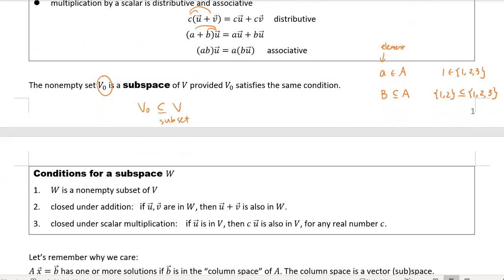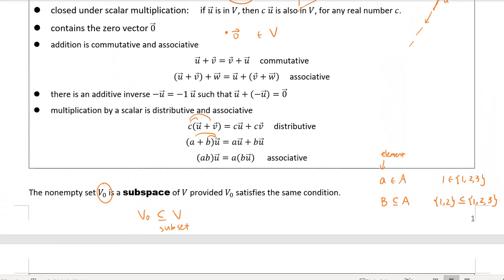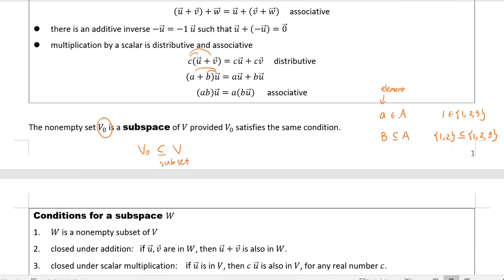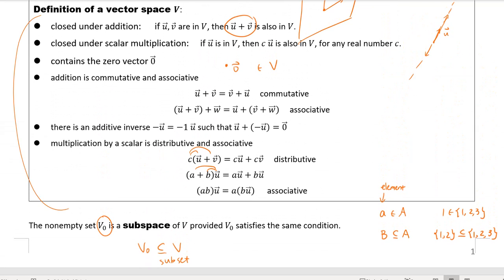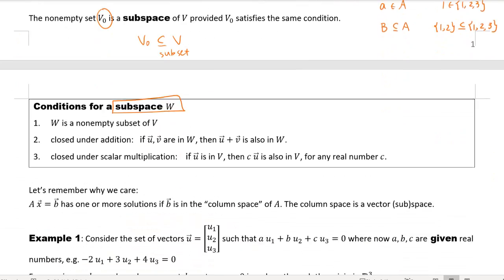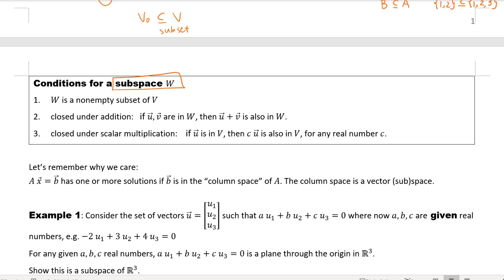And because V0 is a subset of V, the operations of vectors in the capital V will stay the same in the subset. So we just need to verify the following three conditions. We don't have to check all of this because we already have the operations in the bigger set, so we already know how vectors add or multiply. Now we just need the following three conditions.